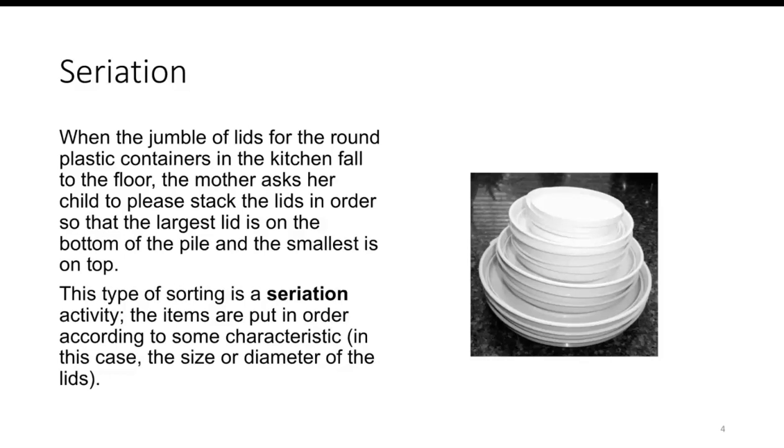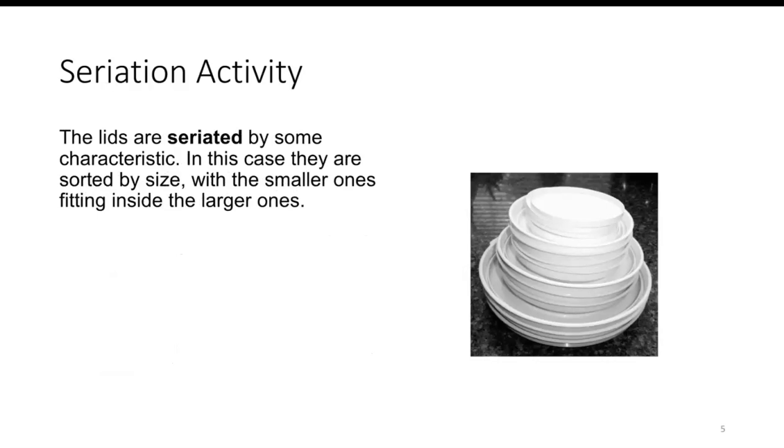When the jumble of lids for the round plastic containers in the kitchen fall to the floor, the mother asks her child to please stack the lids in order so that the largest lid is on the bottom of the pile and the smallest is on the top. This type of sorting is called seriation. The items are put in order according to some characteristic, in this case the size or diameter of the lids. The lids are seriated by some characteristic. In this case, they are sorted by size, with the smaller ones fitting inside the larger ones.